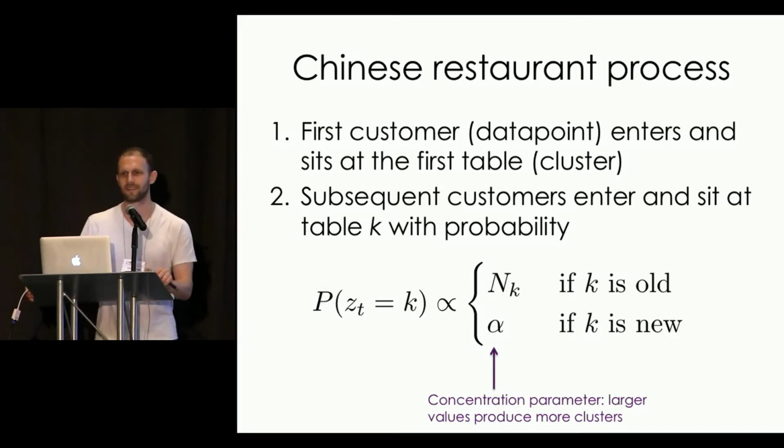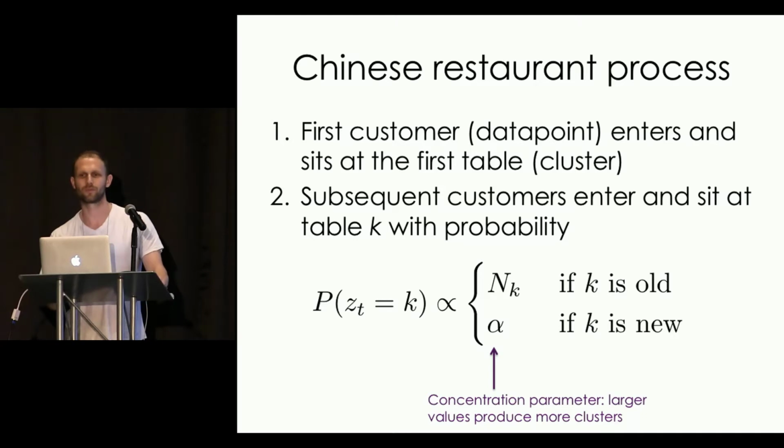Yes? To what extent is this stable depending on the ordering of the data? So this is an exchangeable random process. So in principle, the reordering of the data doesn't matter. Now, there are non-exchangeable variants, and time series models have been built on non-exchangeable variants of this process, but I'm not going to get into that here.